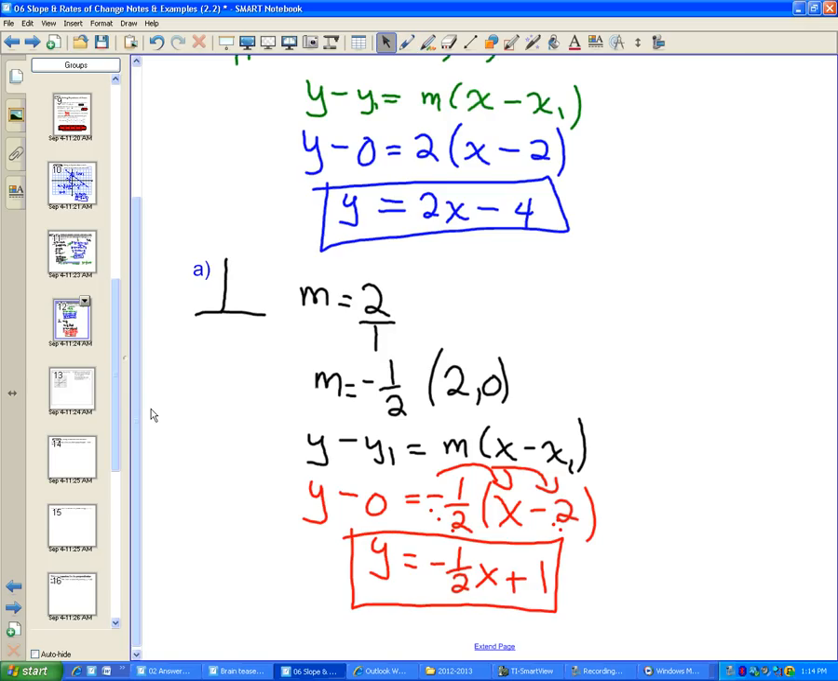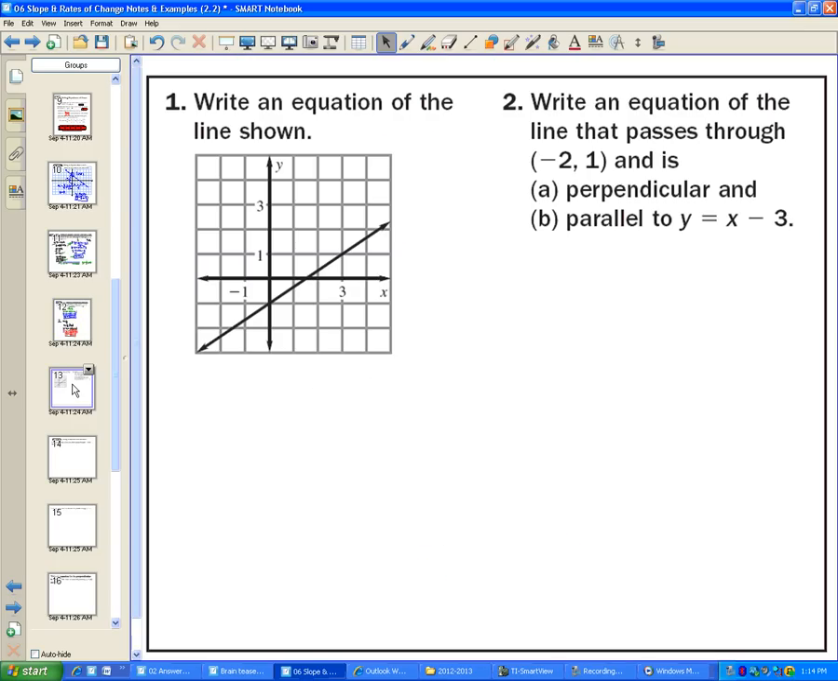I can find parallel lines. I can find perpendicular lines. Write an equation of the line shown. Write an equation of the line that passes through (negative 2, 1) is perpendicular, is parallel. Again, this one on the left, it's best to do in slope-intercept form. Find an m, find a b, and plug it in. Do this one and see. I came up with y is equal to 2/3 x minus 1. See if you can match it.